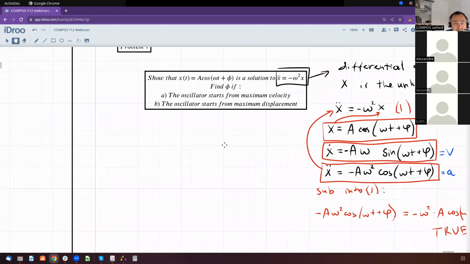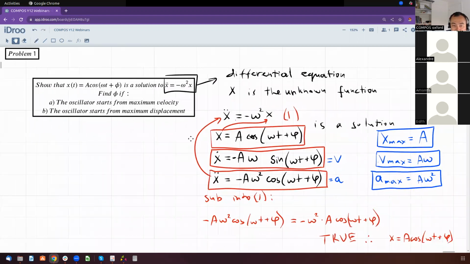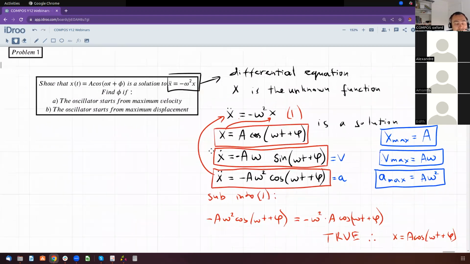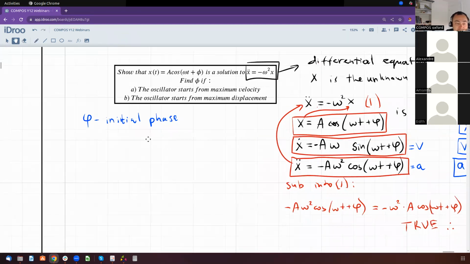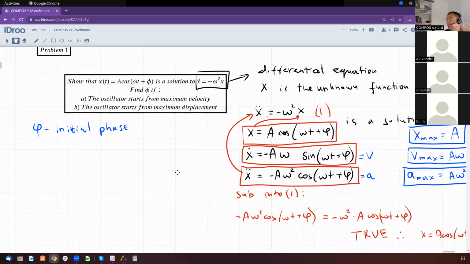Okay, so phi, on the other hand, is called the phase. Phi is known as the initial phase. Basically, it answers the question, what is the oscillator doing at the very beginning? So where does it start? It is determined by the starting position.